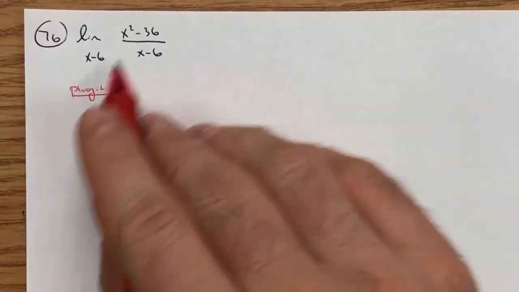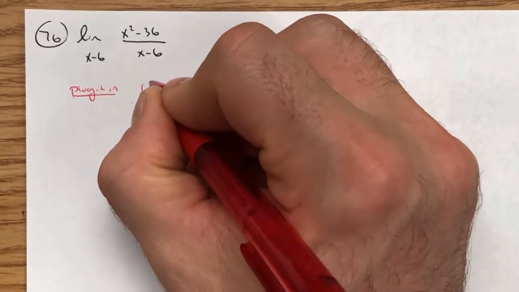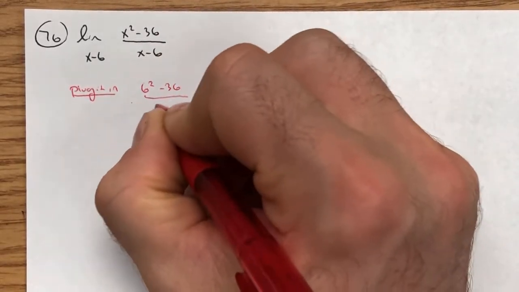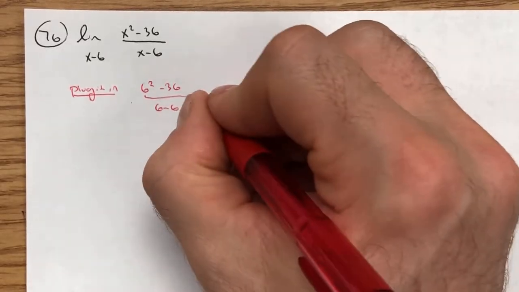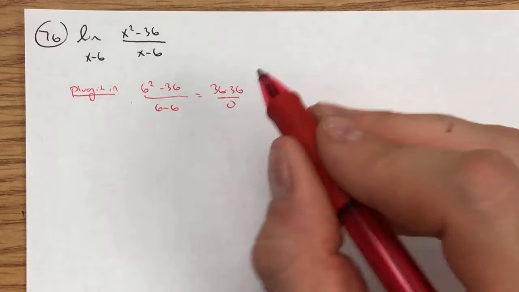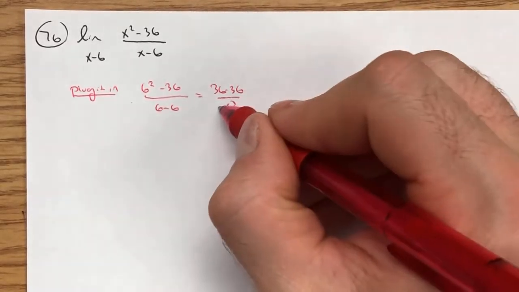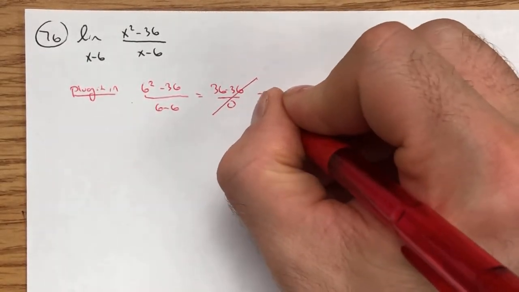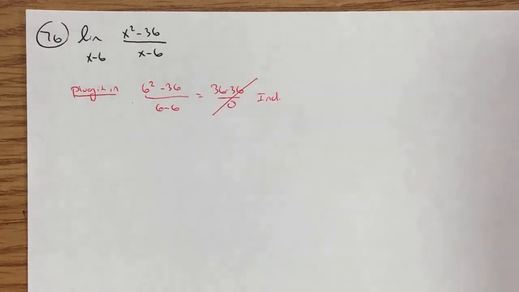Okay, so if I plug in a 6, I will get 6 squared minus 36 over 6 minus 6, which gives us 36 minus 36 over 0. Boom, we have ourselves a problem. This is indeterminate. Can't figure that out.